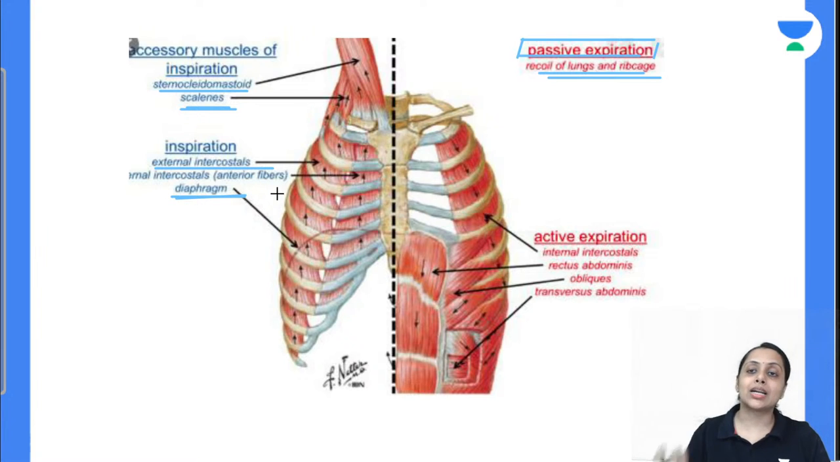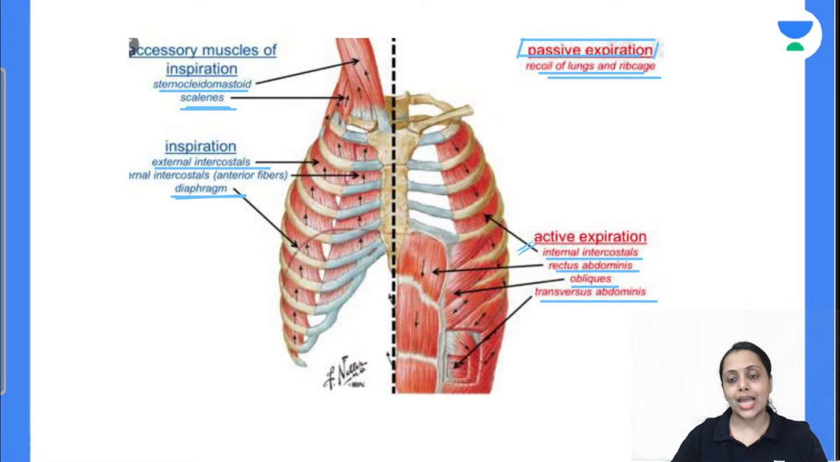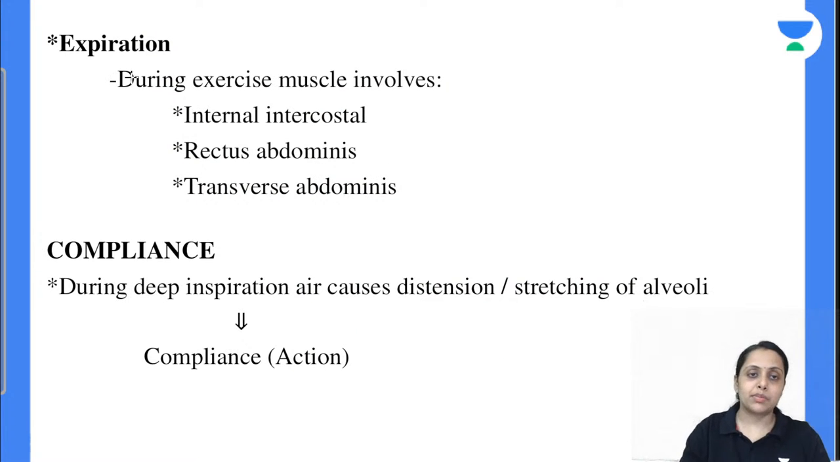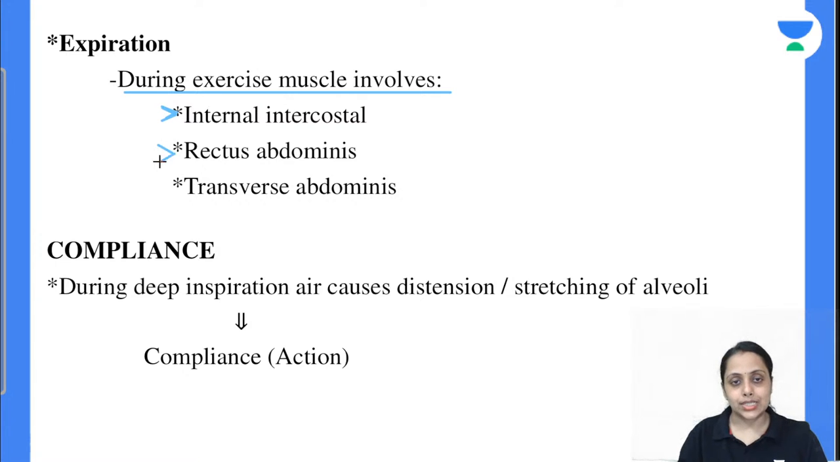ठीक है, but certain expiration is हमारा active. Like forceful expiration during exercise is active expiration, and in that situation the muscles involved are internal intercostal, rectus abdominis, obliquus and transverse abdominis. These are the muscles that are required during active expiration. Same thing is written out here. During expiration the muscles required are internal intercostal, rectus abdominis and transverse abdominis.